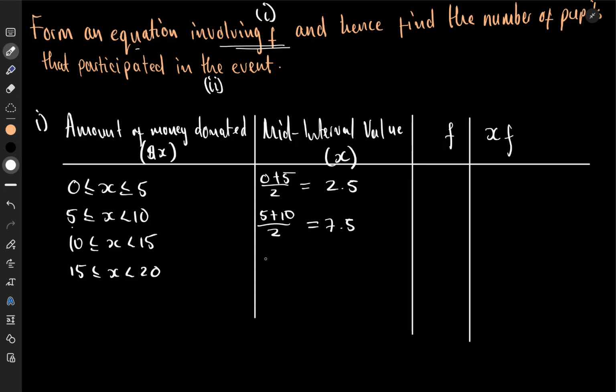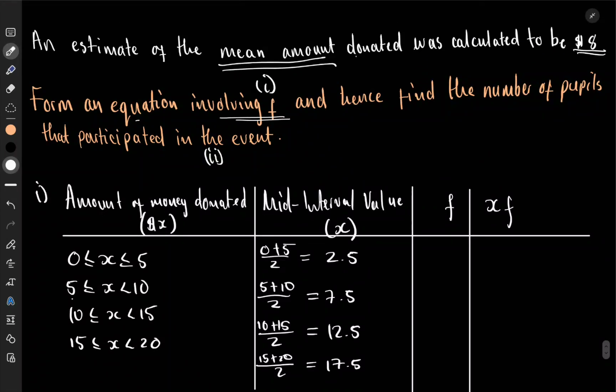That's 7.5. Here you can put 10 plus 15 over 2, and you'd get 25 over 2, which would be 12.5. Now you can be doing this with your calculator, right? Then 15 plus 20 over 2 would be 17.5. Now let's put our frequencies.